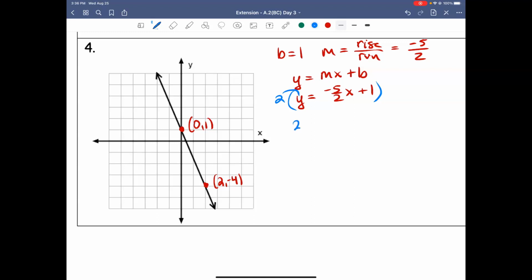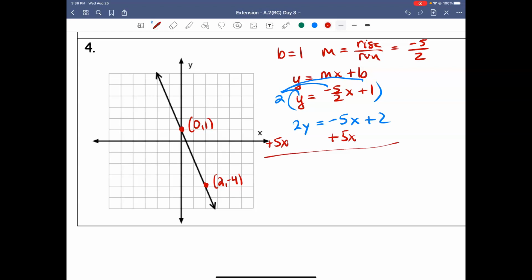2 times y is going to give us 2y equals -5/2 times 2x. You can either use your calculator or your mental math skills to know that that's -5x. And then finally, 2 times +1 is going to give me +2. The very last thing to do here is to notice that we need to move our -5x right here to the left-hand side. And so to do that, we will add 5x on both sides of this equation.